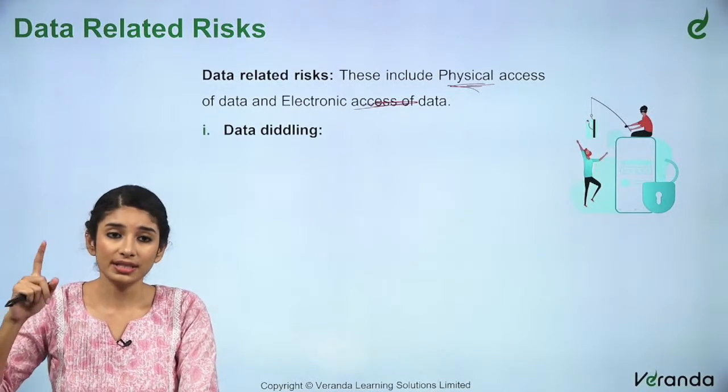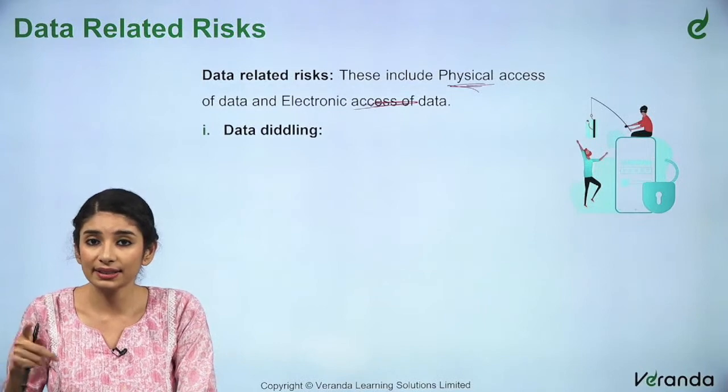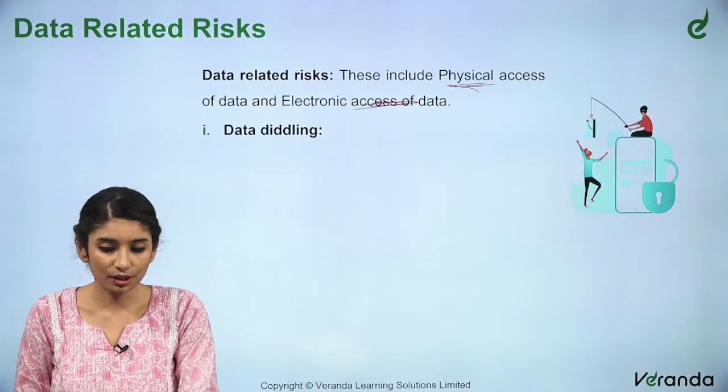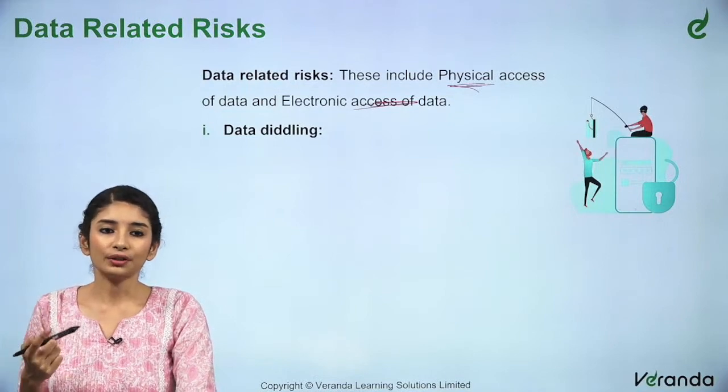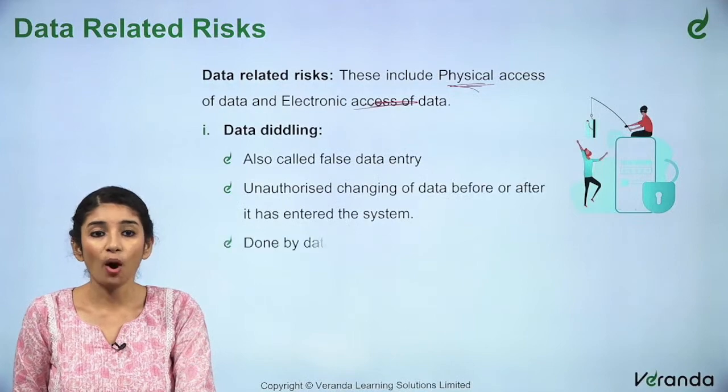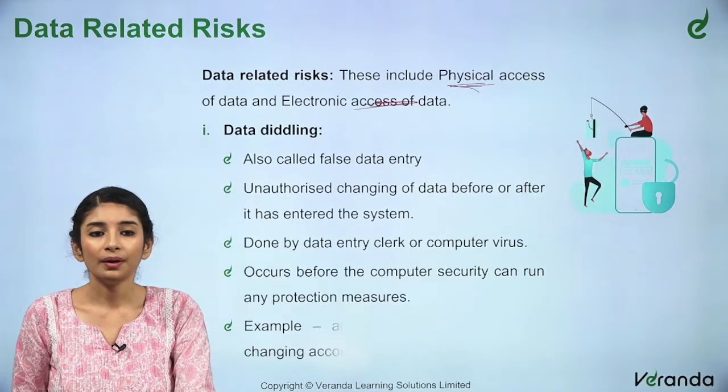We have done all of these data related risks in detail in a video, the link of which will be provided in the description box. So, we have discussed all of this in detail. We are just going to brush up soon. Data diddling. Next, we have bomb, bad code in the system.